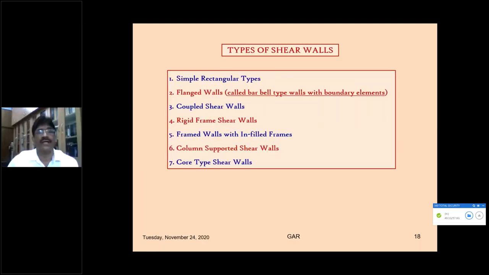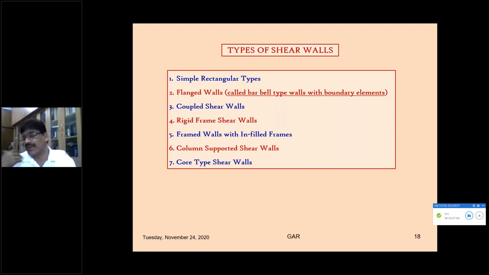Now, very briefly, the classification of the shear walls. IS 13920 classifies the shear walls as simple rectangular type. It's a plain wall, and the plain walls are provided with special reinforcement. The ends may have an enlargement of the thickness. That is a flanged wall, or ribbed wall, or bell type wall. And again, to share the load among two or three shear walls, they can be joined by beams called coupling beams, so this is a coupled shear wall. And we have rigid frame shear walls also, rigid frames combined with shear wall in composite action. And we have the frame system with infill wall in between.